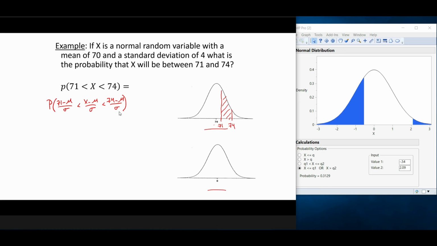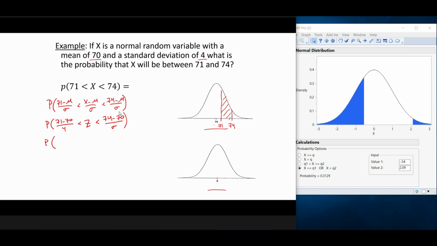Right? So what are mu and sigma? Well, mu is just the mean of that normal distribution, and sigma is the standard deviation of that normal distribution. So I can just plug those in there. That's 71 minus 70 over 4 is less than, now this becomes z, right? X minus mu over sigma is z, less than 74 minus 70 over sigma.